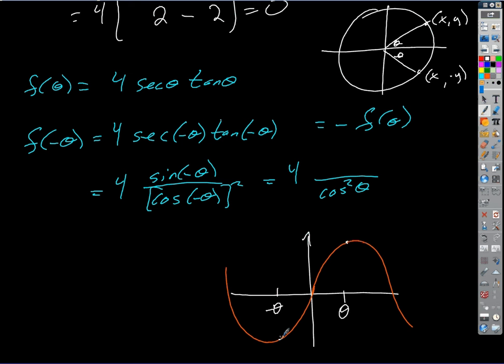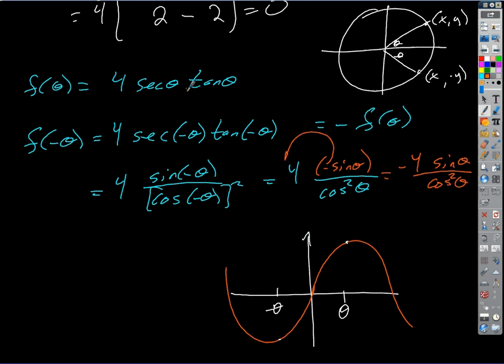So, what's that tell us then? So we end up with 4 over cosine squared theta, but I get times negative sine theta. Let's pull the negative out front with the 4. And so I get negative 4 sine theta over cosine squared theta, which is the same thing as negative 4 secant theta tangent theta, right? So it is an odd function. That's a lot of work to do.